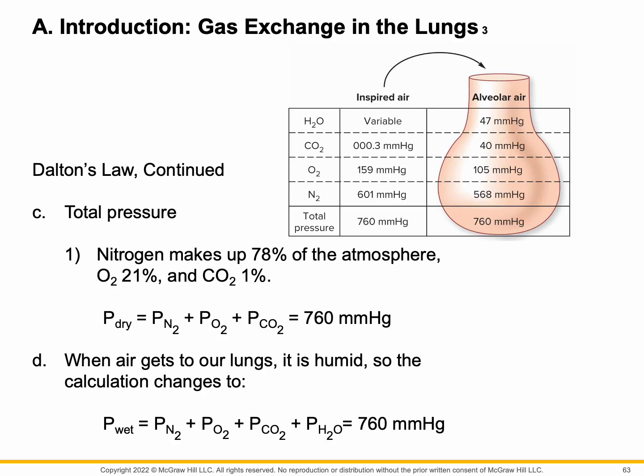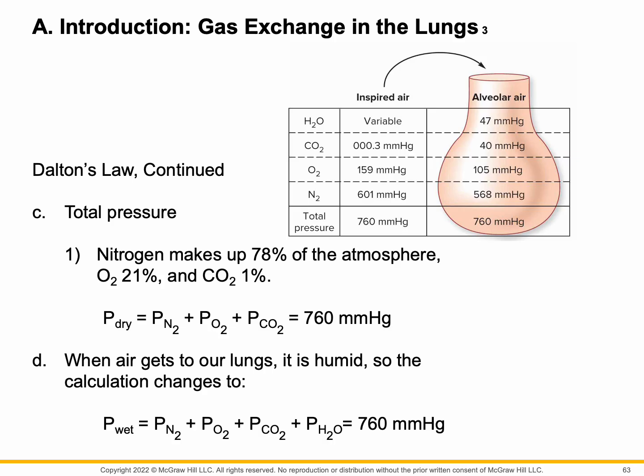When the air reaches our lungs, it is humid air, so the calculation changes to accommodate for water, the pressure of water. So the total pressure in the lungs is going to be more wet, and that equals the pressure of nitrogen plus the pressure of oxygen plus the pressure of carbon dioxide plus the pressure of water, and that all equals 760.